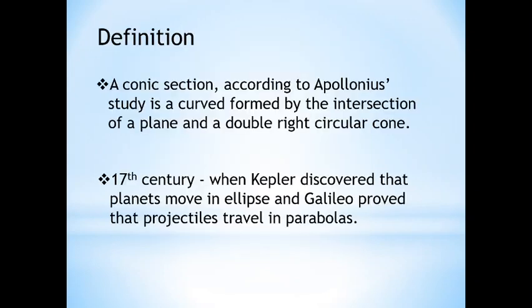A conic section, according to Apollonius' study, is a curve formed by the intersection of a plane and a double right circular cone. There is no better example of this than the work done by the ancient Greeks on the curves known as the conics. They were first studied by one of Plato's pupils. No important scientific applications were found for them until the 17th century, when Kepler discovered that planets move in ellipses and Galileo proved that projectiles travel in parabolas.